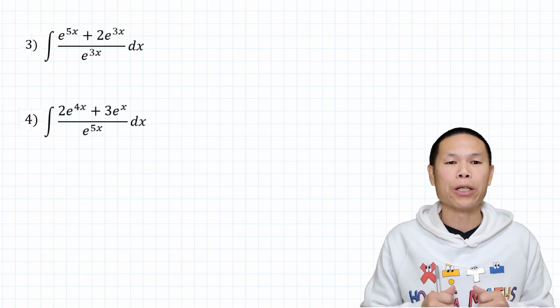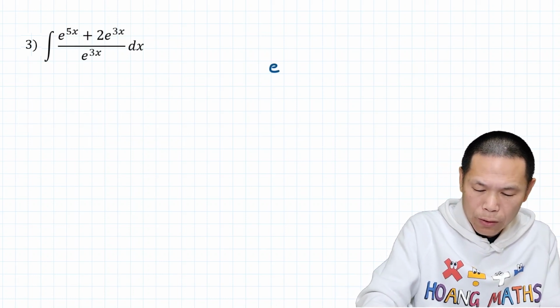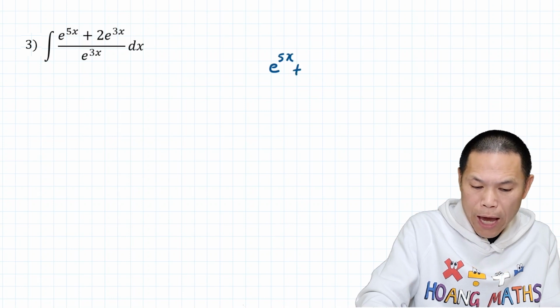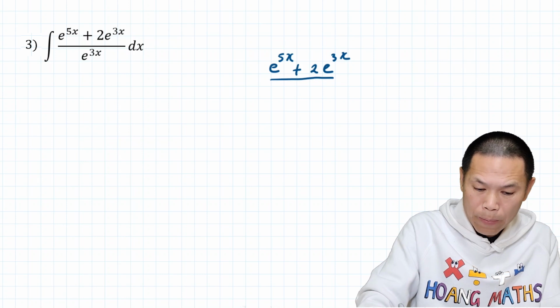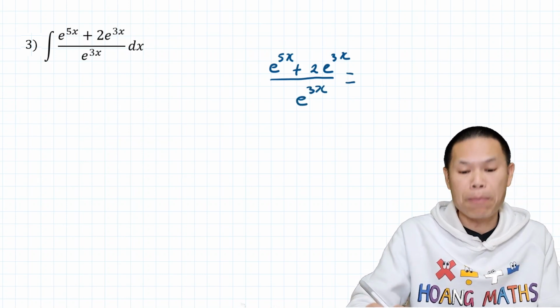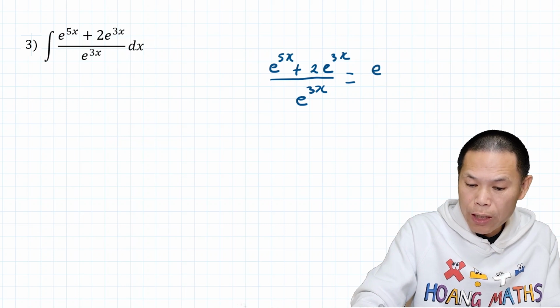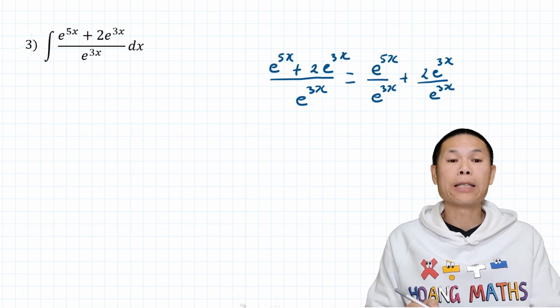So let's get into it. So e to the 5x, we add 2e to the 3x, over e to the 3x, is exactly the same as, I split this out, e to the 5x over e to the 3x, we add 2e to the 3x over e to the 3x. So that's how it works.